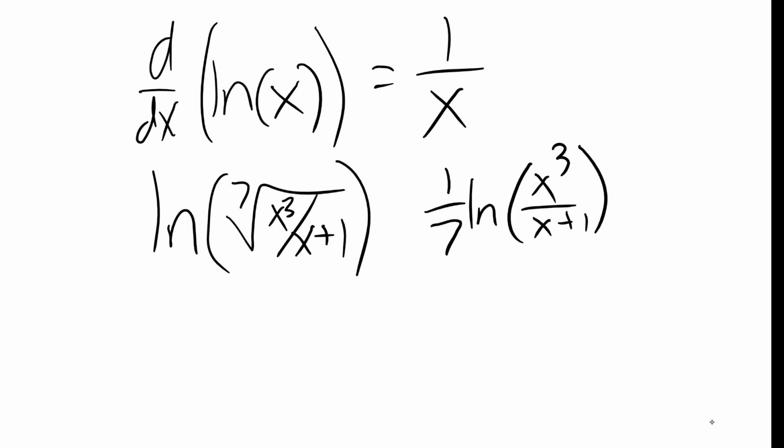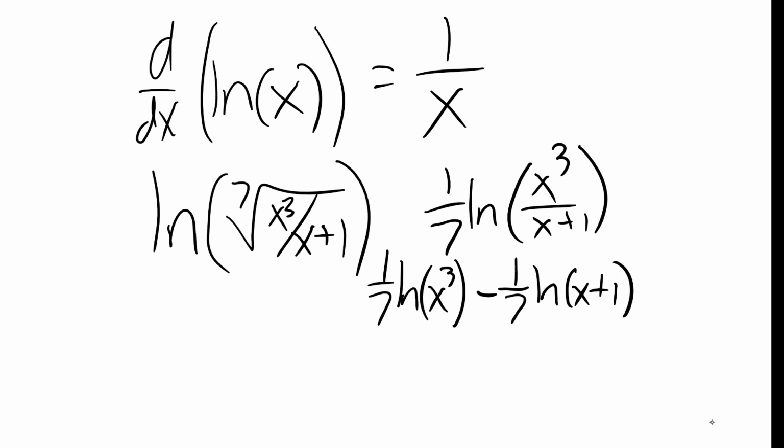And then we could split this into 2 natural logs, one of which is 1/7 natural log of x cubed, and the other one we subtract because we split up the division on the inside into subtraction on the outside, as 1/7 natural log of x plus 1. We can even go a step further and take this 3 out of the power and put it as a coefficient here. And then we were cleanly back to where we started with 3/7 times 1 over x for the derivative of natural log of x minus 1/7 times 1 over x plus 1. And that was natural log derivatives.